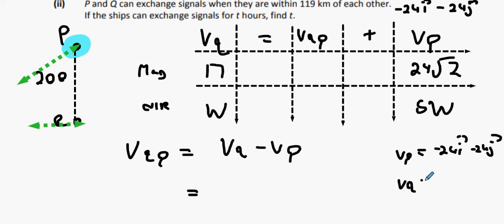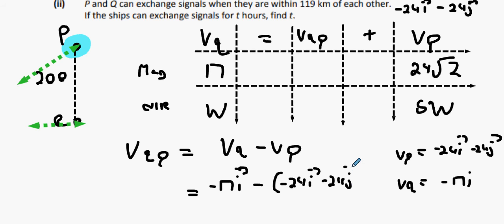PQ is minus 17i. Happy days. Alright, let's do VQ minus VP. Yeah. Minus VP. Now what do we get? 7i plus 24j. Is that alright with you guys?